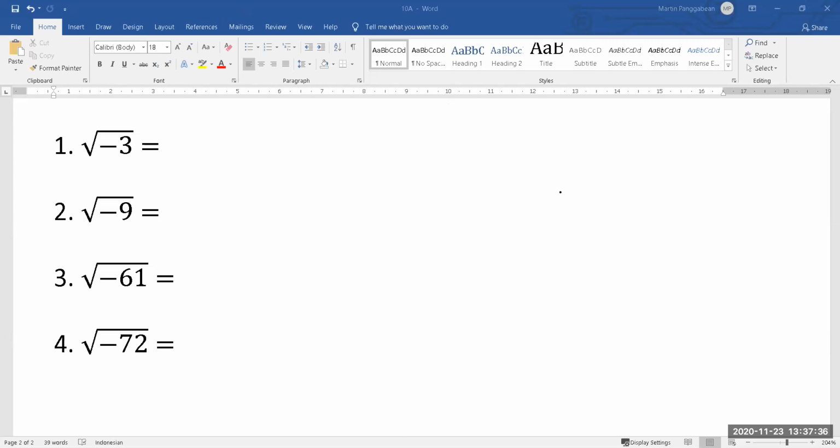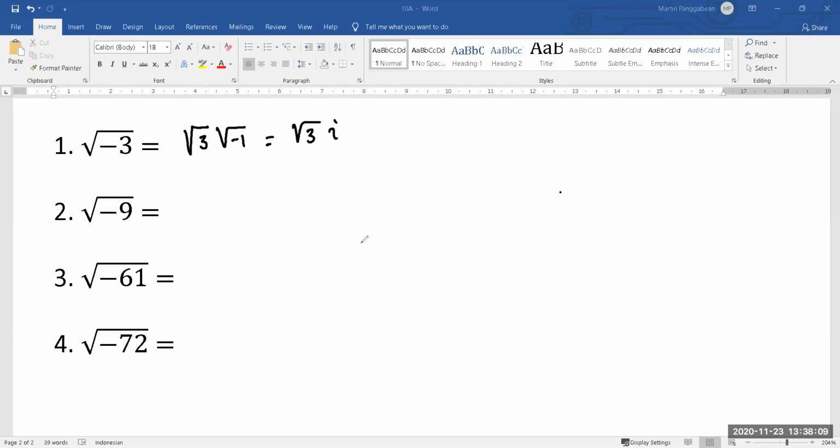Okay, let me ask first. Farrell, number 1. Is it square root of 3 times square root of negative 1? Okay. So how do you place the I there? Square root of 3 and then I. Good, that's how you do it.